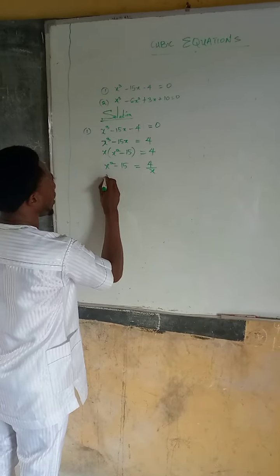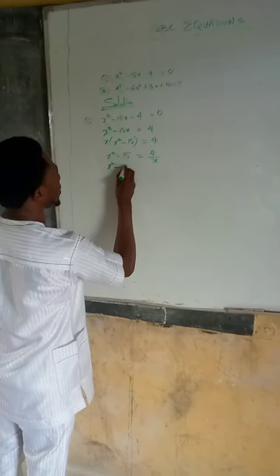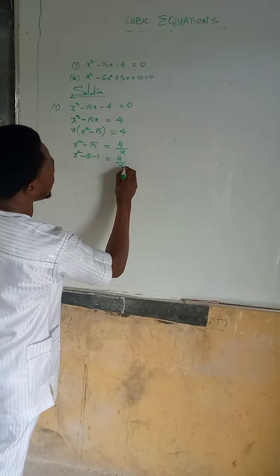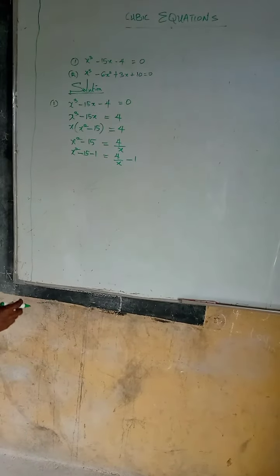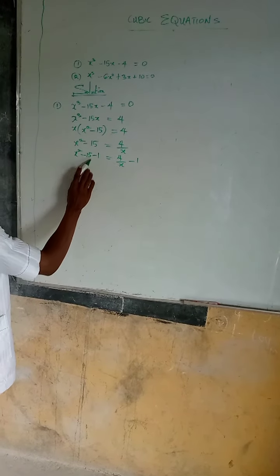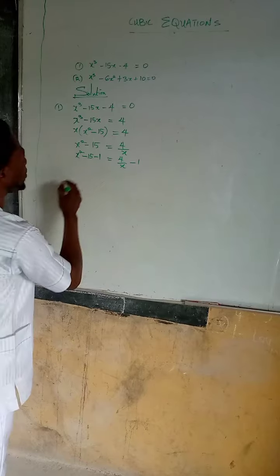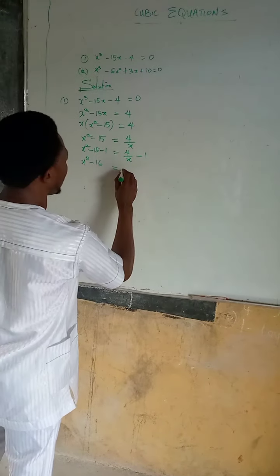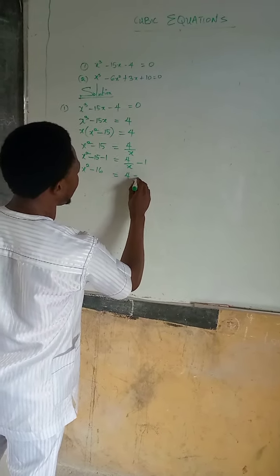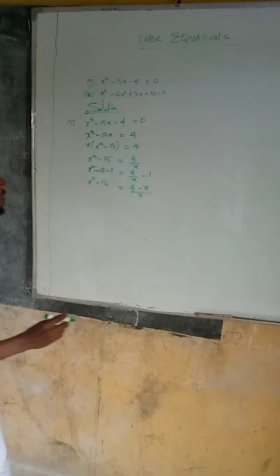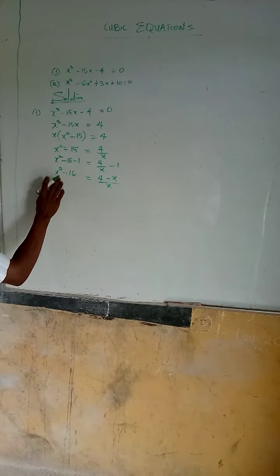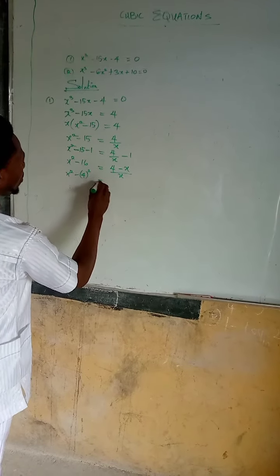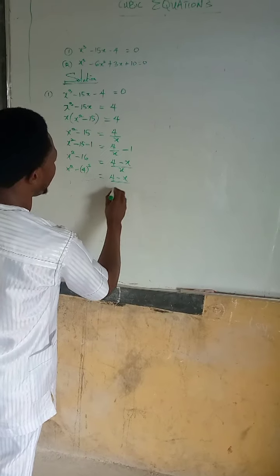So I have x squared minus 15 minus 1 equals 4 all over x minus 1. So now I've added minus 1 to both sides. Now let's look at what we have. We now have x squared minus 16 equals 4 minus x all over x. Now you can see that it is very easy to write this as x squared minus 4 squared, and this is equal to 4 minus x all over x.